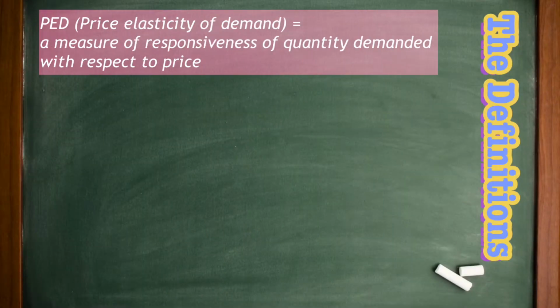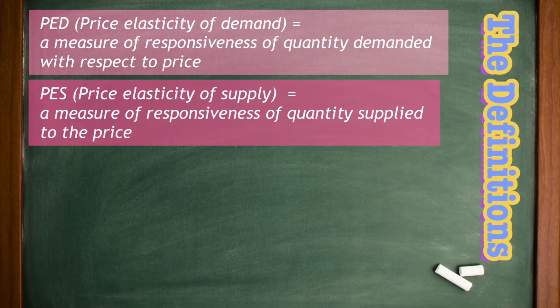For PED, the definition is a measure of responsiveness of quantity demanded with respect to price. For PES, it will be a measure of responsiveness of quantity supplied to the price. Of course, all I'm talking about with the price is percentage change in the price.